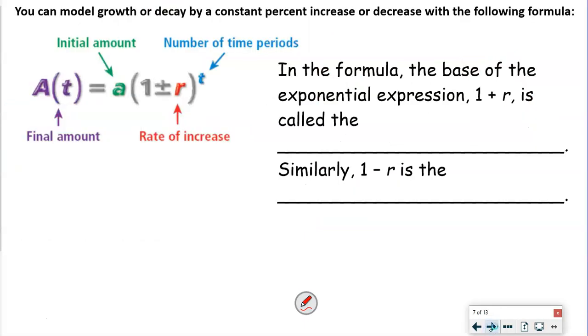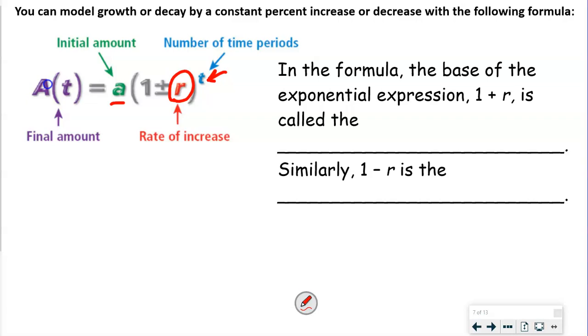All right, so this next part says you can model growth or decay by a constant percent increase or decrease with the following formula. So we're going to talk about this. This is the initial amount that we are using for the problem. It's always going to give us an amount that we're starting with. Then we're going to talk about the rate. That's what this is right here. That's the percentage. And then this is going to be our time.